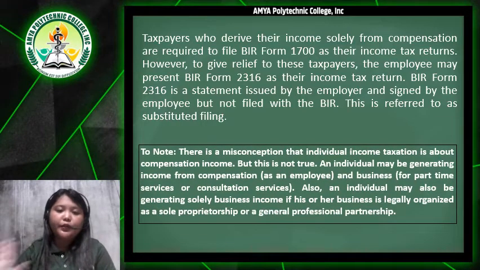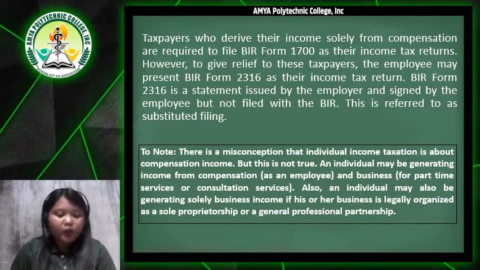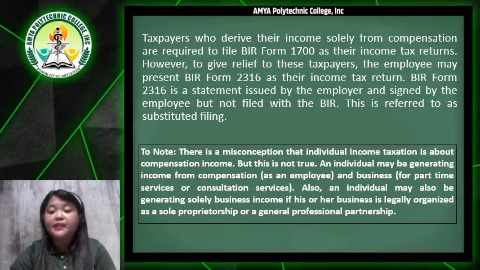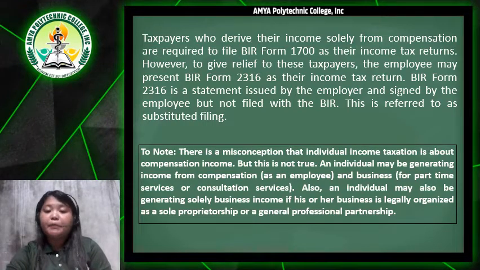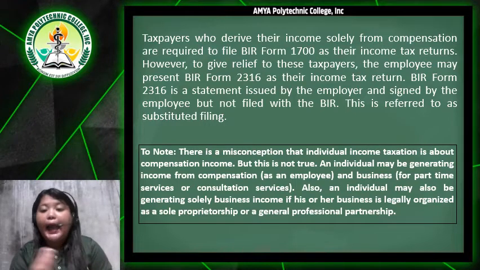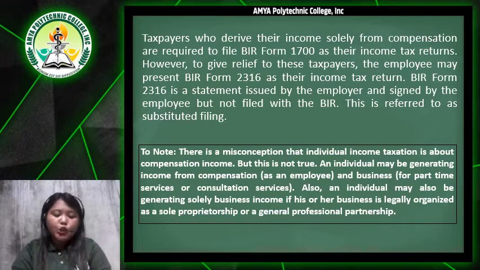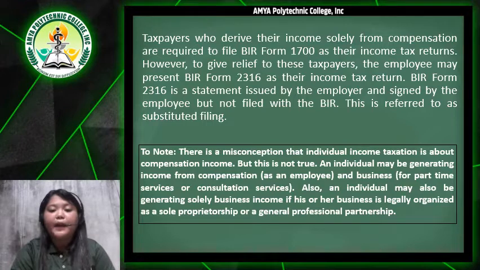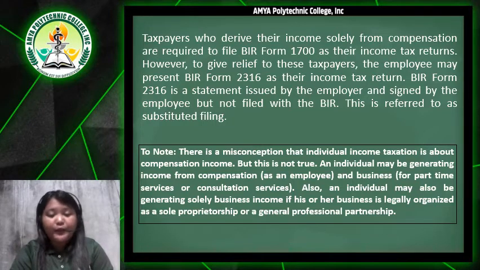So you have to note that there is a misconception that individual income taxation is only about compensation income, but this is not true. An individual may be generating income from compensation as an employee and from business for part-time services or consultation services. Also, an individual may be generating solely business income if his or her business is legally organized as a sole proprietorship or general professional partnership.